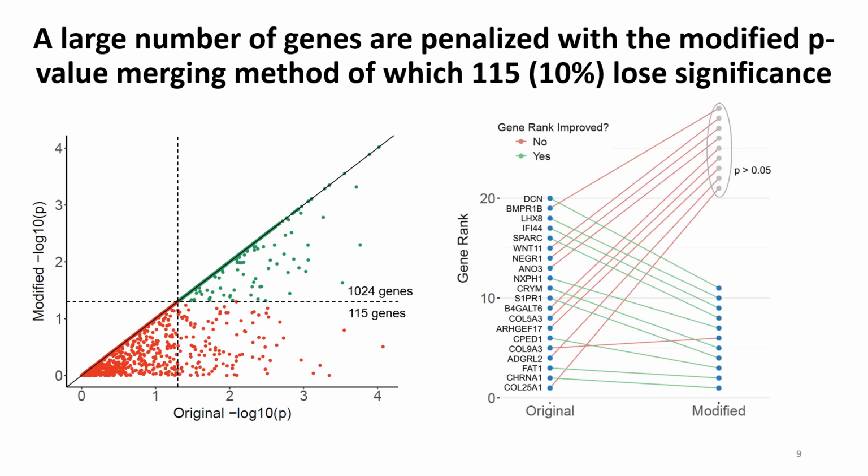If we further examine the gene ranks of the top 20 genes using the original method, we can see that some genes, like COL25A1, go from being the most significant gene to now no longer being considered significant because of directional inconsistency. As a consequence, genes like CHRNA1 go up in rank and are considered the top most significant gene. Some other genes, like COL9A3, only shift in rank slightly and are only slightly penalized, seen here.